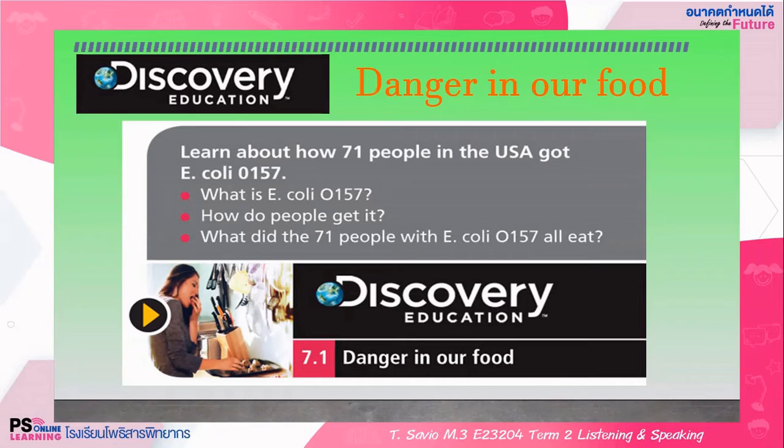Discovery Education. Danger in our food. Learn about how 71 people in the USA got E. coli 0157. What is E. coli 0157? How do people get it? What did the 71 people with E. coli 0157 all eat? We will watch the video and then try and answer the questions.